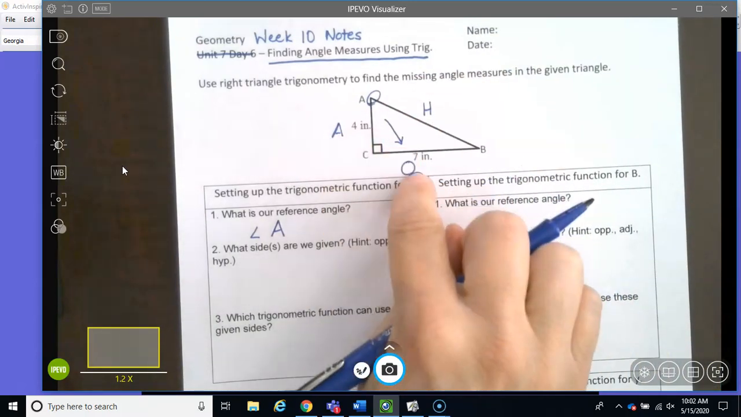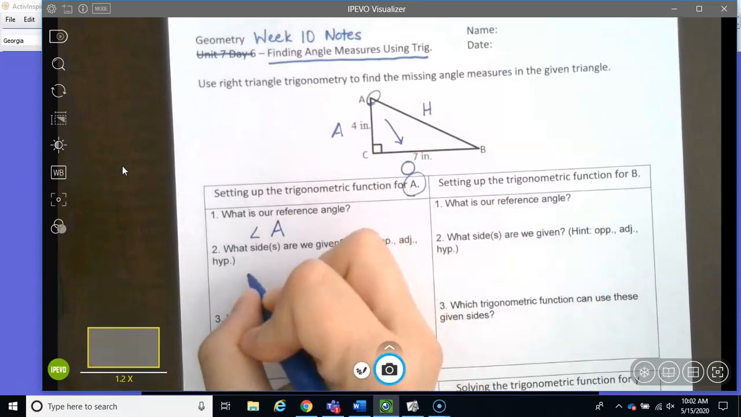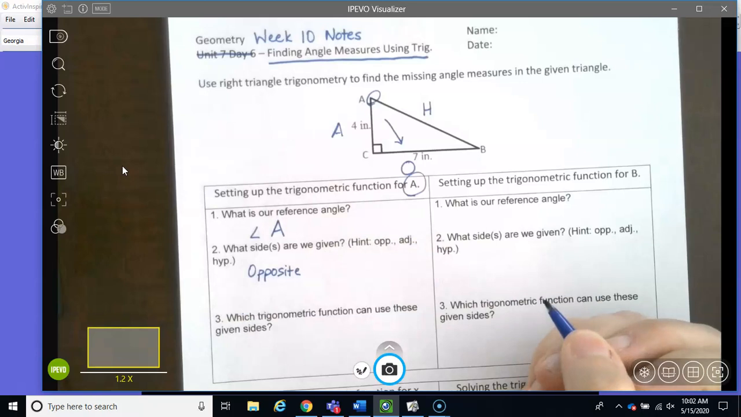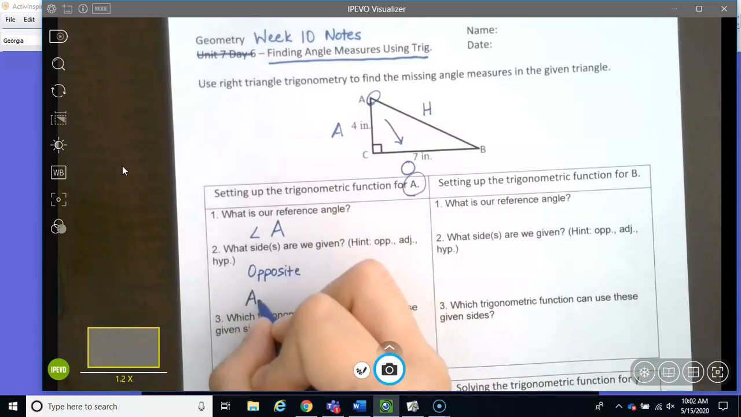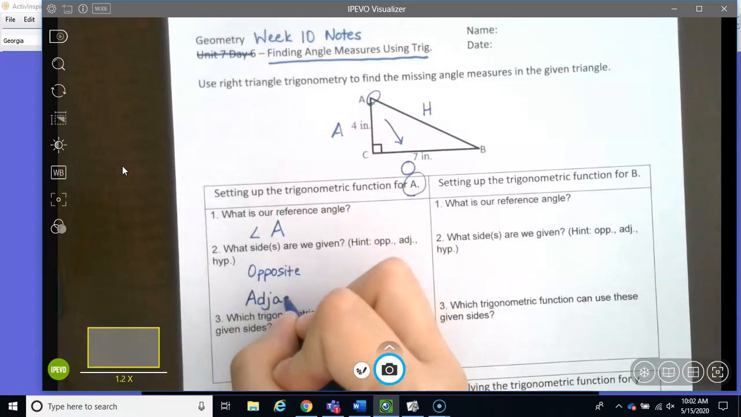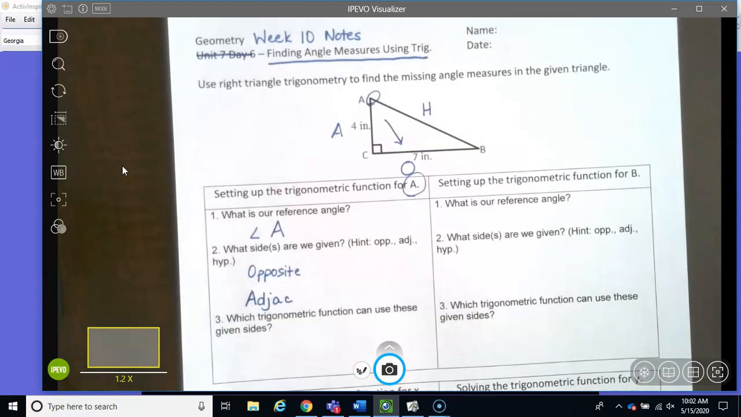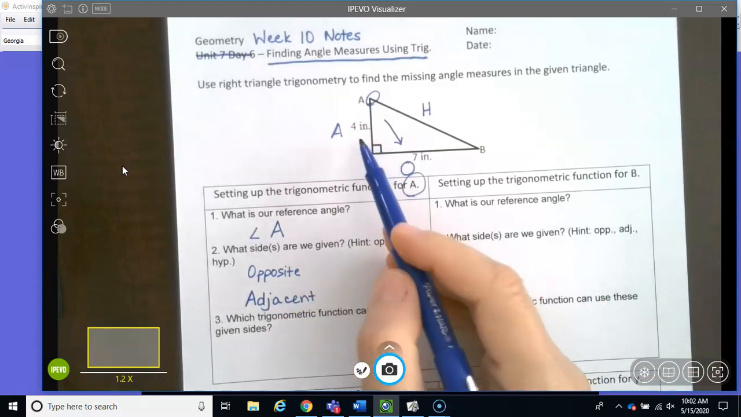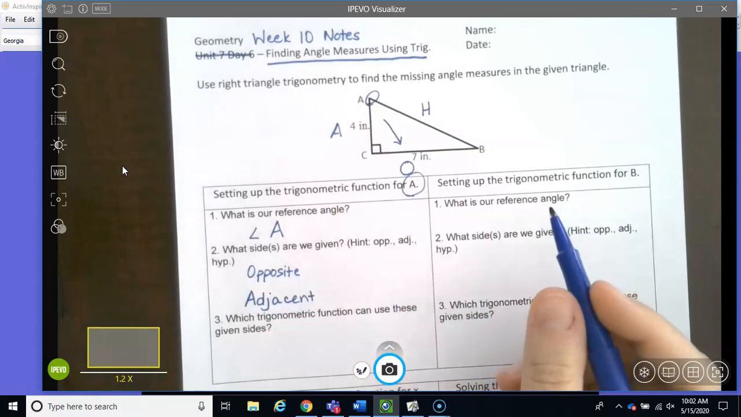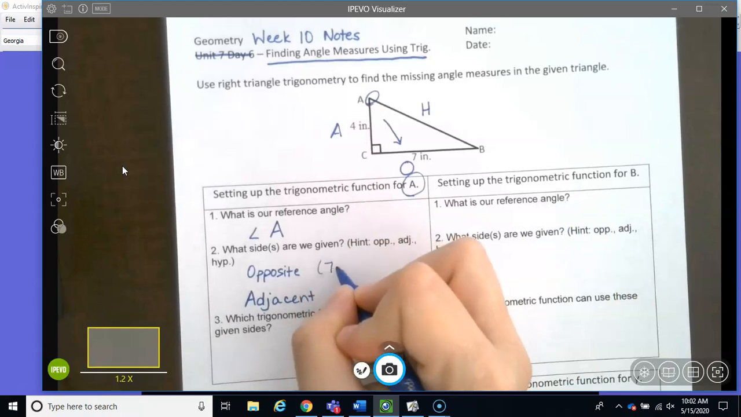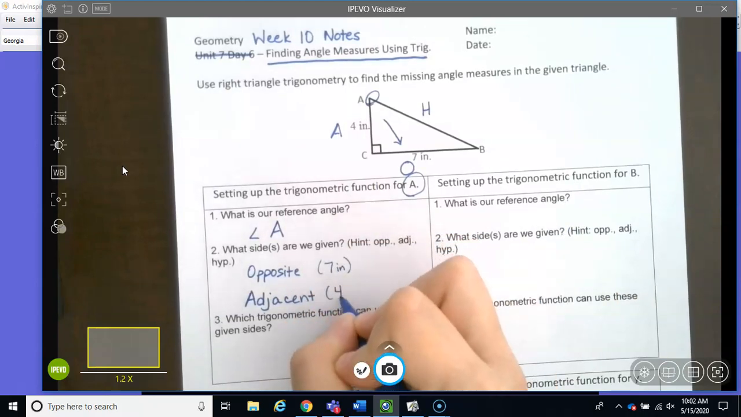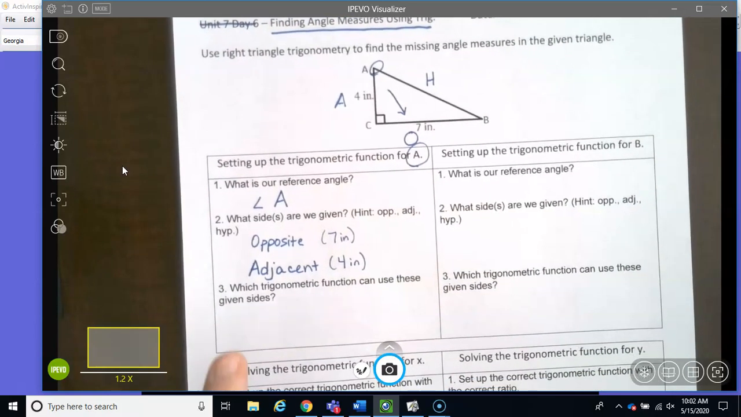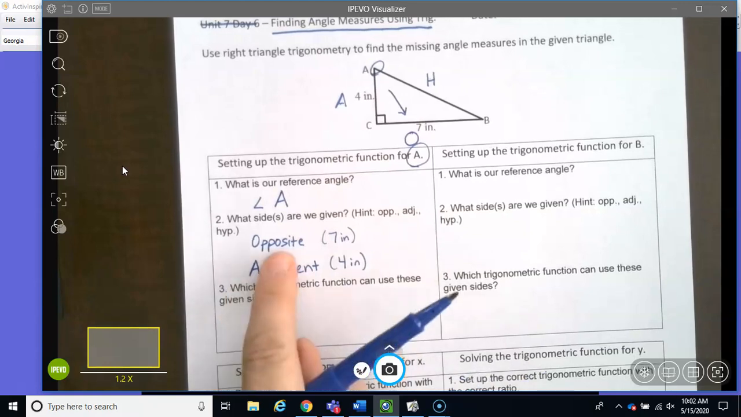So the two sides that we know are the opposite side, because it's 7 inches, and we know the adjacent side, it's 4 inches. So those are the two sides that we know. We can put in parentheses, that one's 7 inches, this one's 4 inches. Okay? Now, next we have to think, well then, which trigonometric function uses those two sides?